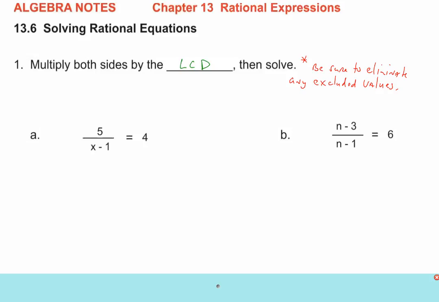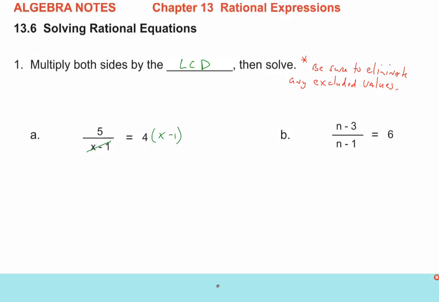Well, a problem like this is very, very easy. The LCD is very obvious, right? It's x minus 1. And honestly, because there's just a fraction on the left and quote-unquote a fraction on the right, 4 over 1, if you wanted to, you could just simply cross off the x minus 1 right now by moving it to the top on the right. And I usually say things like this: things on the bottom go to the top across the equal sign.